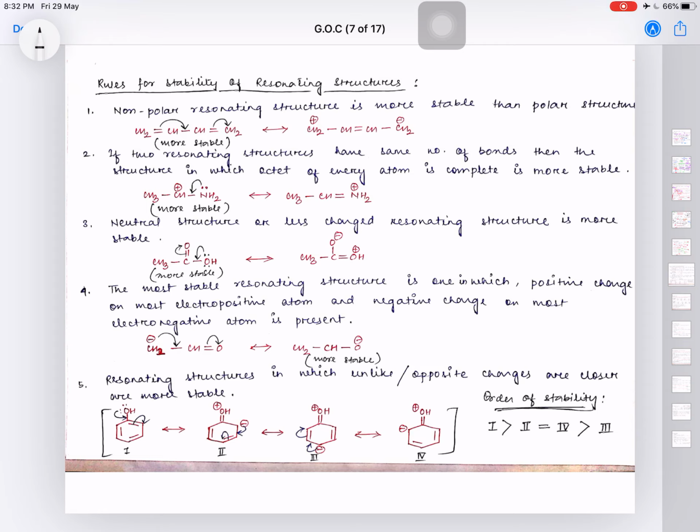So for that we have a few rules. The first rule says that non-polar structures are more stable than polar structures. Non-polar means the structure which does not have any charges.